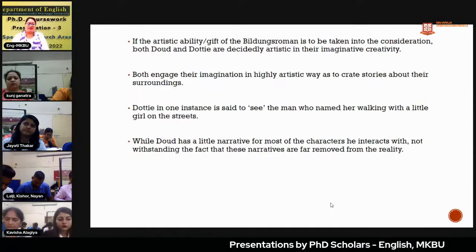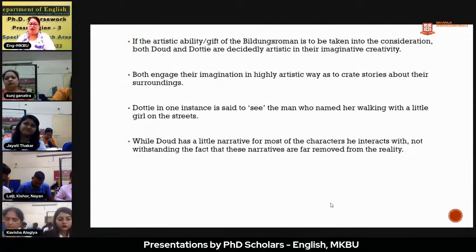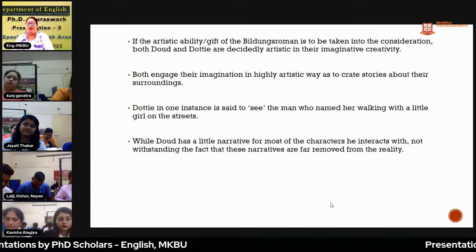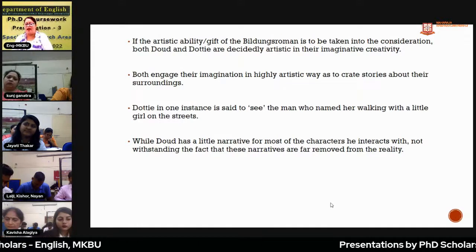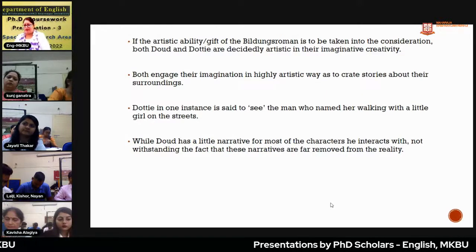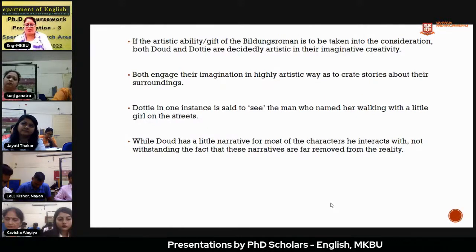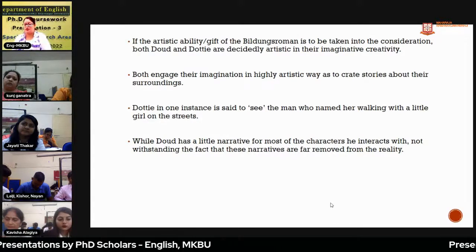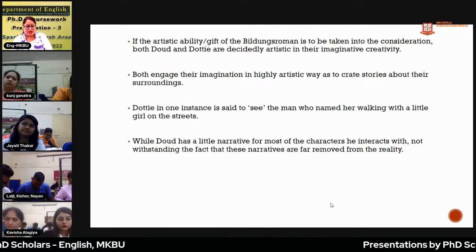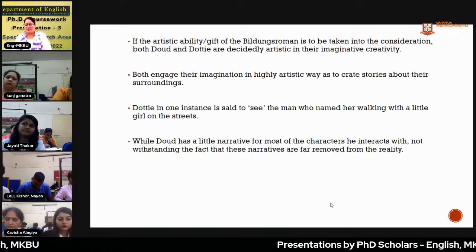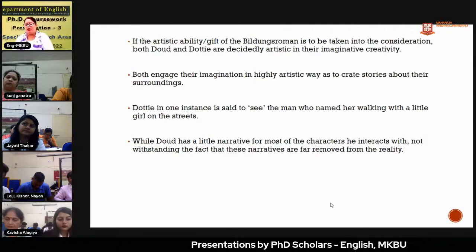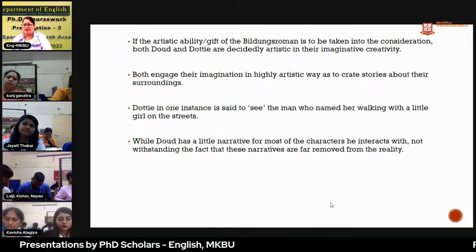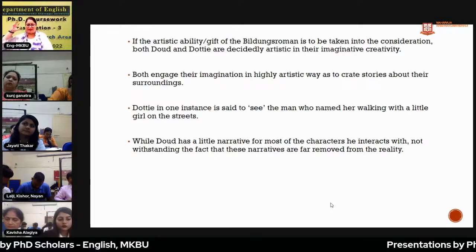If the artistic ability or gift of the Bildungsroman is to be taken into consideration, both Daud and Dati are decidedly artistic in their imaginative creativity. Both engage their imagination in a highly artistic way so as to create stories about their surroundings. Dati, in one instance, is said to see the man who named her walking with a little girl on the street. Actually, the person is not there. It is inside her head.